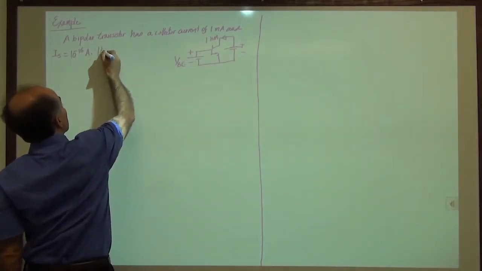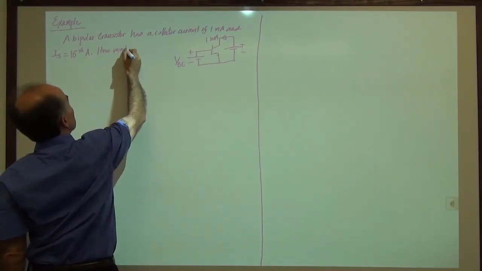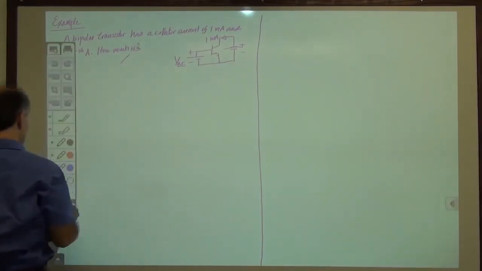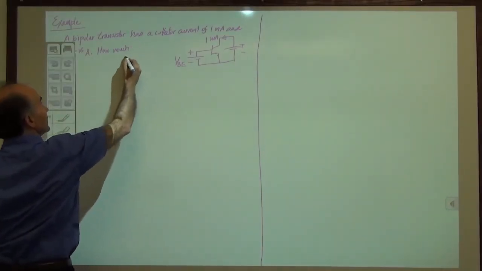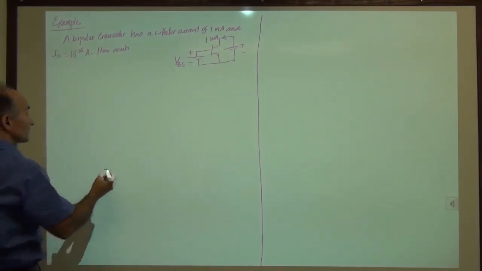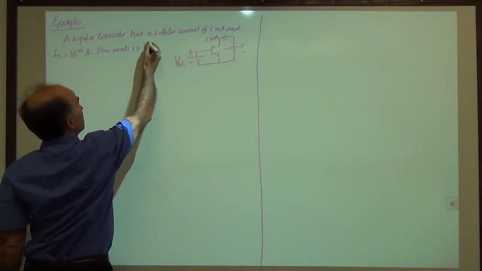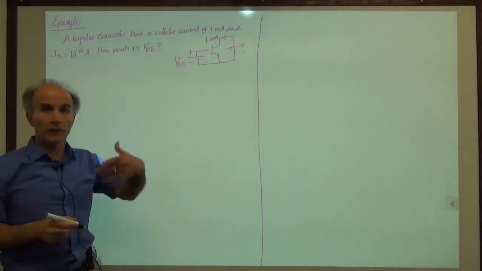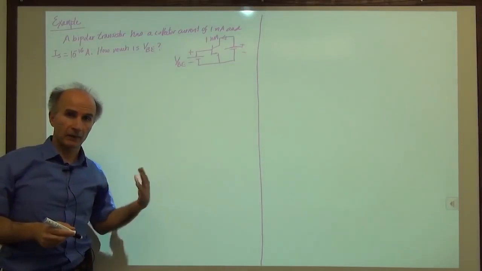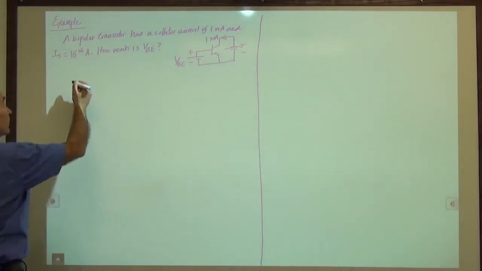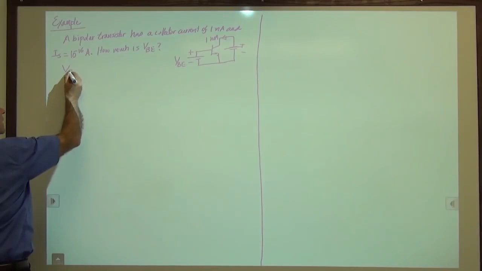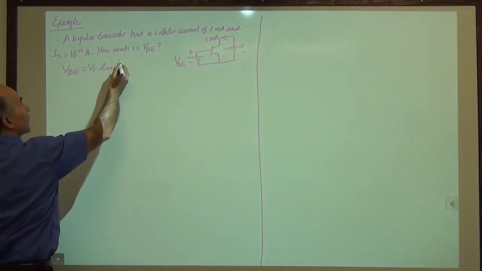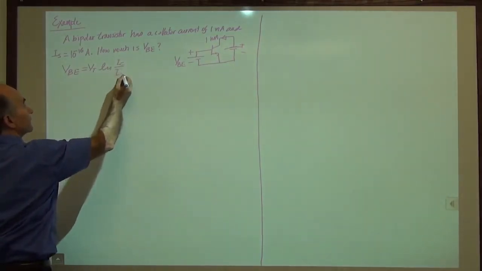So how much is VBE? How much is VBE? So we know the collector current, we want to find the base emitter voltage. Okay, well, remember the equation that goes like this. VBE is equal to VT log of IC over IS.